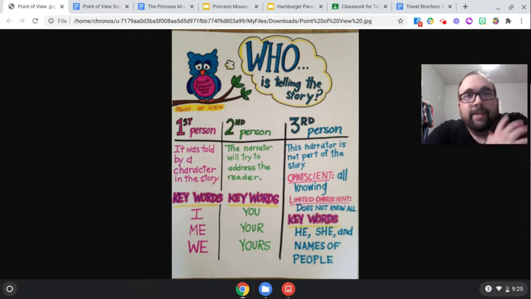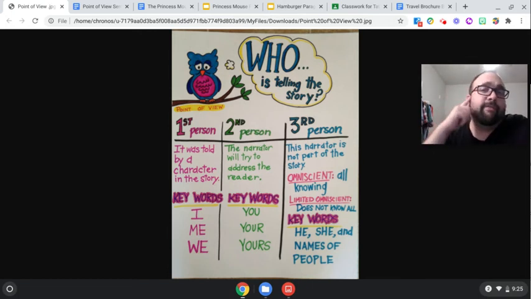Today we're doing a bit of a review, and then you're going to work on this skill. We are working on point of view. To remind you, we have first, second, and third person. You haven't seen a whole lot of second, but you've seen a whole lot of first. Remember, first person is told by a character in the story. The keywords we're looking for are I, me, and we.